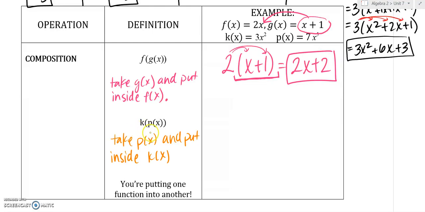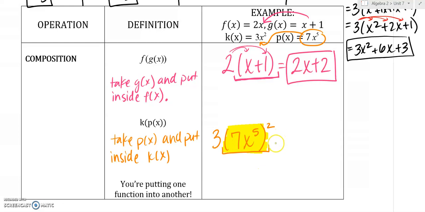K of p of x. I'm going to take, and I'm circling again, I'm going to take p of x, and I want to put it into k of x. So I have the 3. Then instead of an x, I have 7x to the 5th, and then the little 2. Okay, so if you're really confused, this yellow part right here is the new part. This yellow part used to just be an x, okay? That part used to just be an x there, but I put p of x into it.